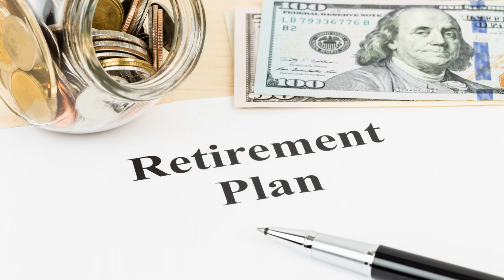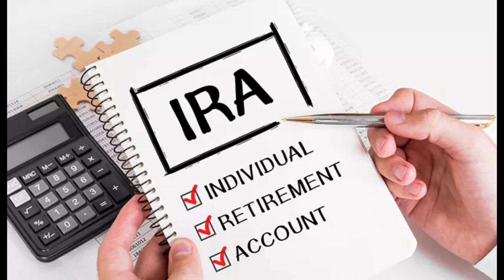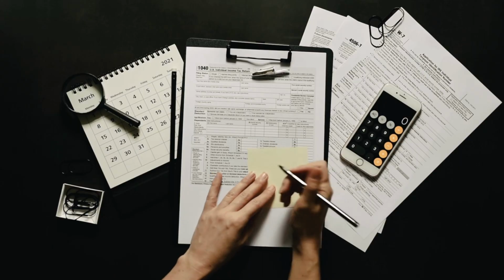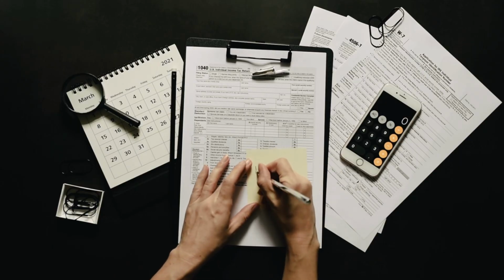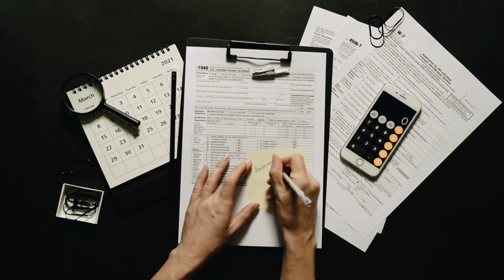Now, we'll discuss one of the favorite tools that we here at Investment IQ Insights really like, and that's the individual retirement account, commonly referred to as an IRA. An IRA is a tax-advantaged investment account designed to help individuals save for retirement. There are different types of IRAs, including traditional IRAs and Roth IRAs, each with its own set of rules and benefits. One of the standout advantages of investing through an IRA is the tax benefits.